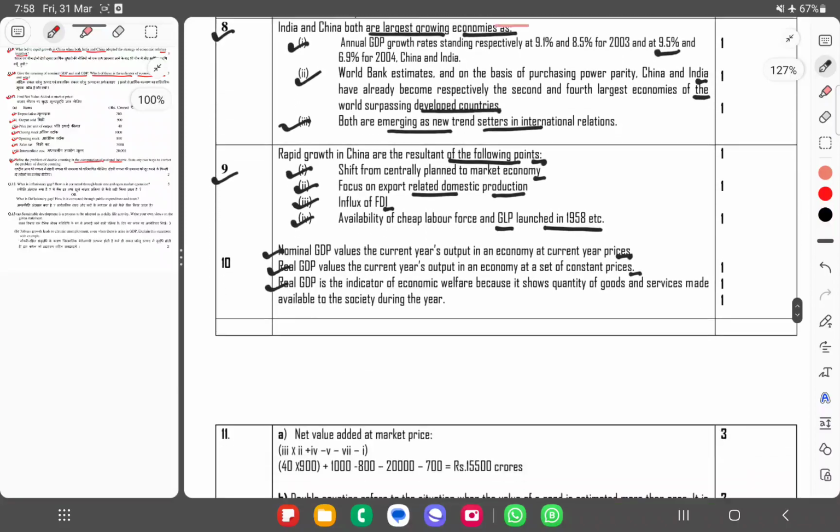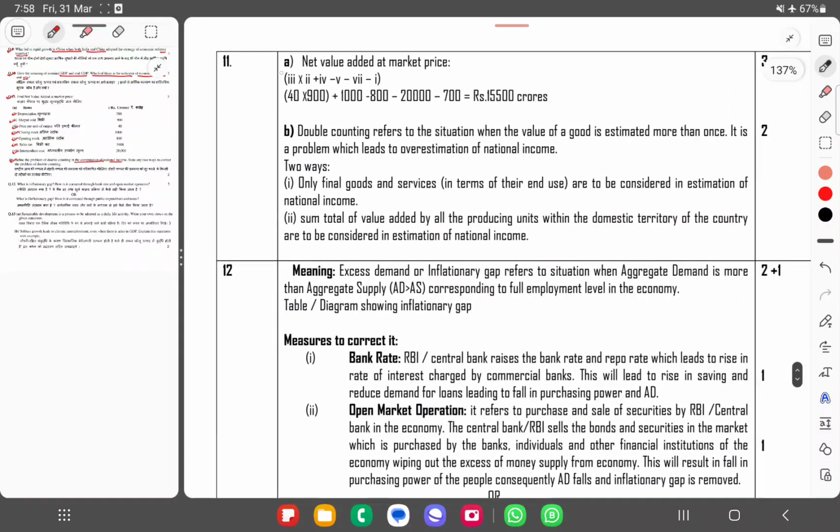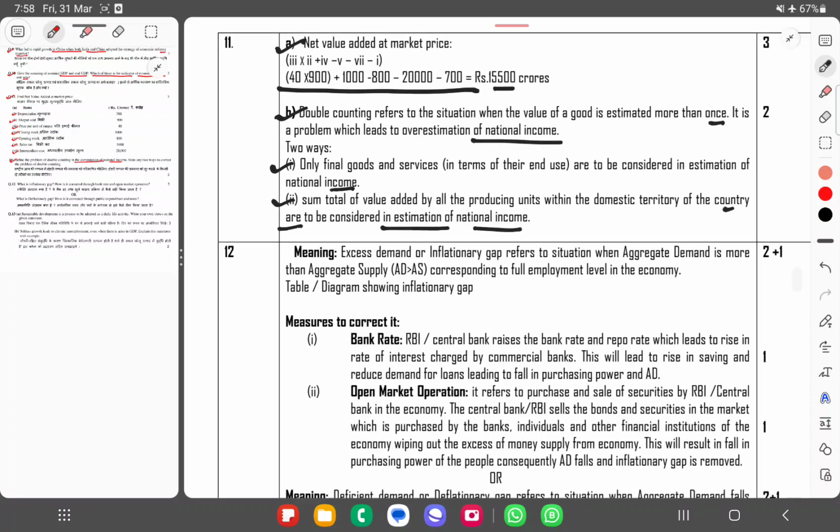Yes, come to the answer number 11. Okay. Net value added at the market price is this one. Okay, this is 15,500 crores. Double counting refers to the situation when the value of a good is estimated more than once. It is a problem which leads to overestimation of the national income. Two ways: only final goods and services are to be considered in the estimation of the national income. Subtotal of the value added by the producing units within the domestic territory of the country is considered in the estimation of the national income. ठीक है. Next one. Question number 12.